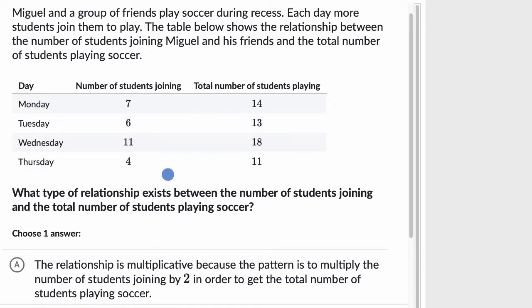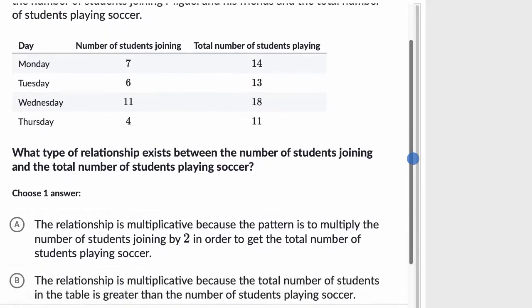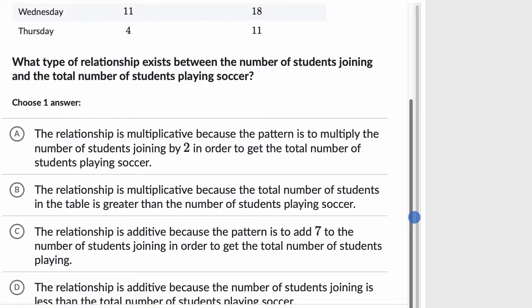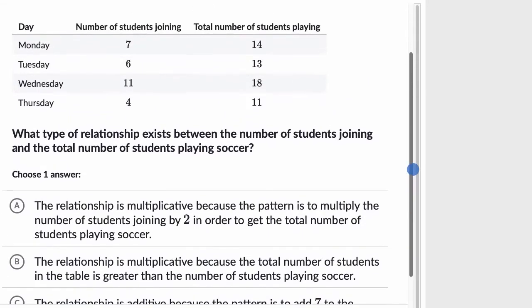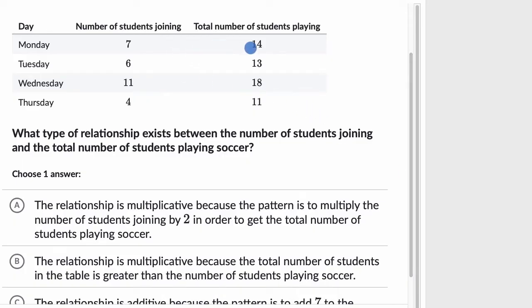All right, I think I get what's happening. What type of relationship exists between the number of students joining and the total number of students playing soccer? And if we look at the choices, it looks like they're trying to figure out whether it's a multiplicative relationship or an additive relationship. In a multiplicative relationship, one variable will always be the same number times the other variable. In an additive relationship, it'll always be the same difference.